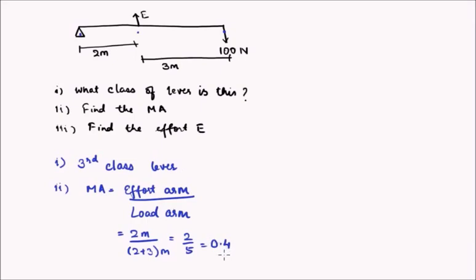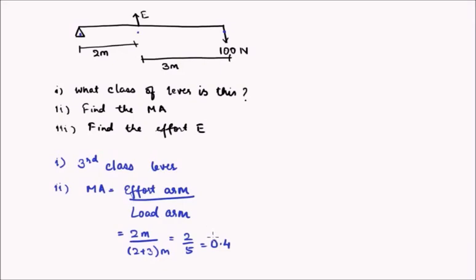What does this mean physically? Physically it means that the load will move at a more speed than the effort, since mechanical advantage less than 1 refers to a gain in velocity. So it is a speed multiplier. The speed of the load is more than the speed of the effort.